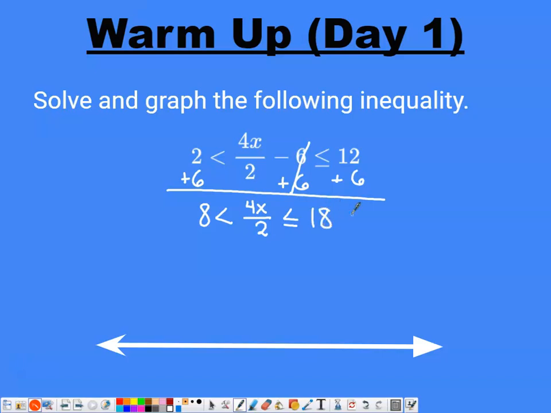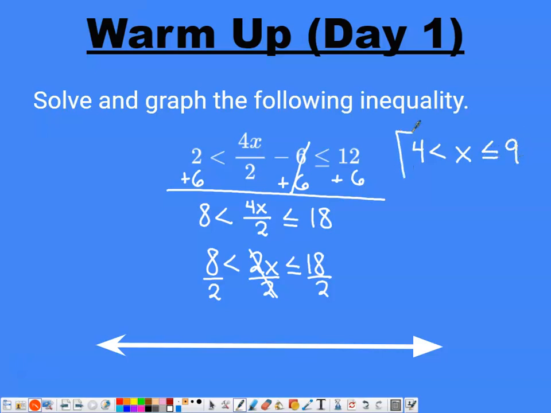Okay, so the thing that I see is we have this 4x over 2. This can be simplified. That's actually really nice. So what is 4 divided by 2? That's just 2, right? So this is equivalent to 2x. Okay, and then I'm just going to go ahead and pencil in everything else. Okay, and then last step, I need to divide everything by 2. 8 divided by 2 gets me 4, less than x, less than or equal to 9.